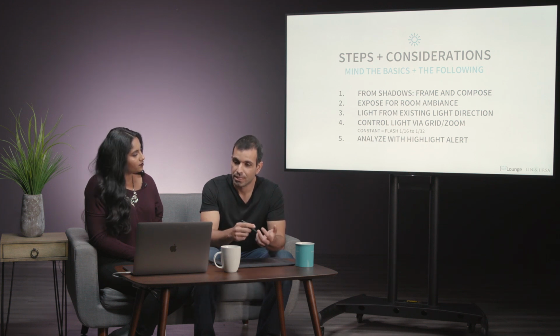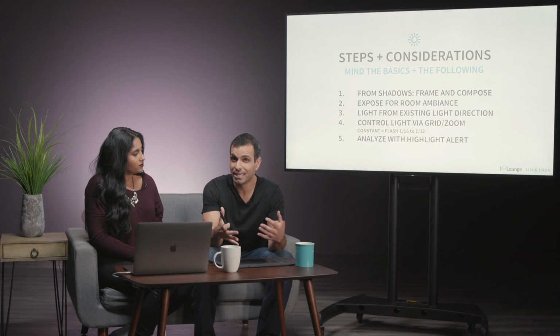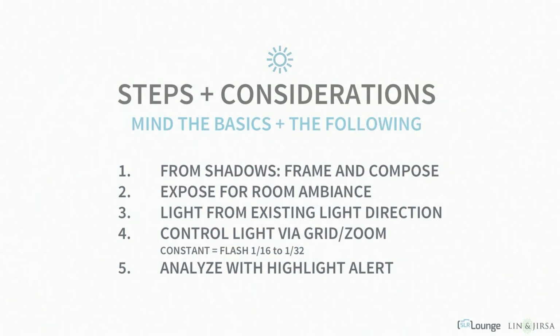Control the light via a grid or a zoom. So this is what to keep in mind. We said pin with a constant light, but remember, constant is the same thing as flash at 1/16th, 1/32nd, 1/64th, 1/128th. Just dial in the power. Use a grid if you're using flash to pin it so that your light's not spilling everywhere. So just grab a grid. Analyze with the highlight alert.